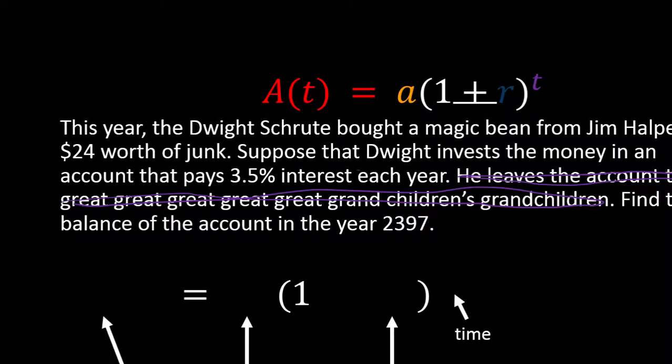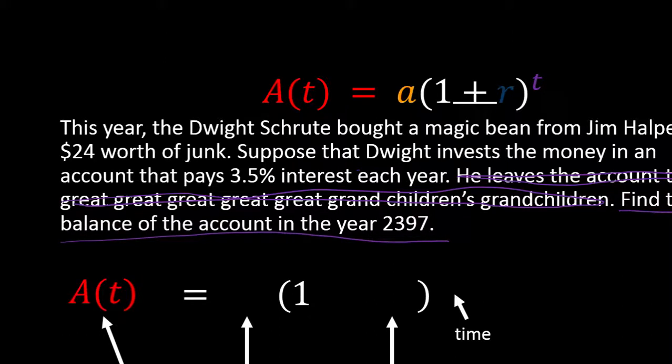So that being said, I'm just going to work this left to right once again, and I want to first kind of figure out what it is they're asking me to do. So notice that they're asking me to find the balance of the account in the year 2397. So which variable does that correspond to? Find the balance of the account in the future. Well, that's going to be my end value. So I'm solving for end value.